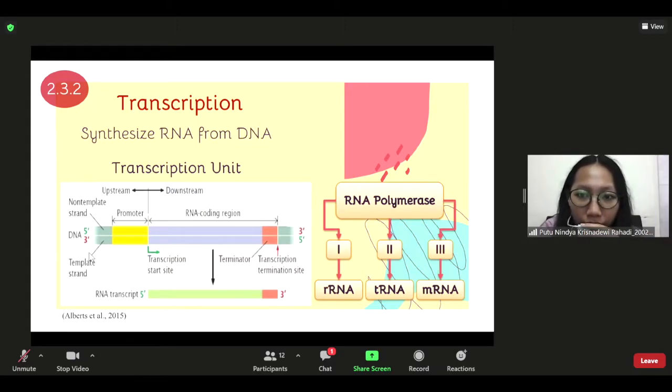Transcription is a process of gene expression that uses DNA as a template to synthesize RNA. It occurs in the nucleus of the cell. Not all parts of DNA will be transcribed, but only certain parts called the transcription unit. It consists of a promoter, RNA coding region, and terminator. The transcription process is catalyzed by an enzyme called RNA polymerase. In eukaryotic organisms, there are three different types of RNA polymerase to catalyze the synthesis of different types of RNA.